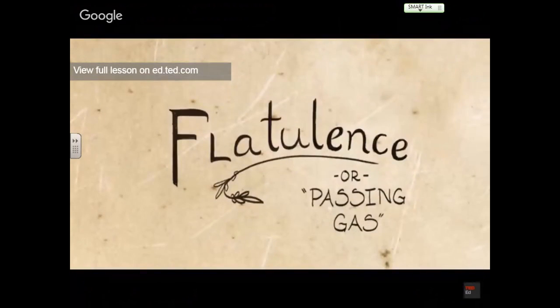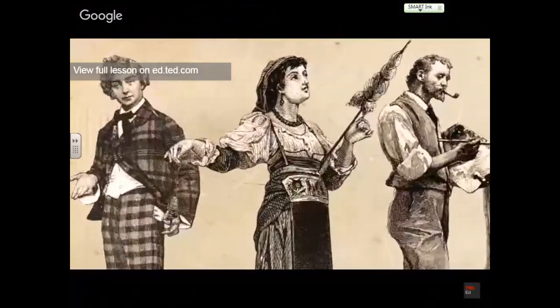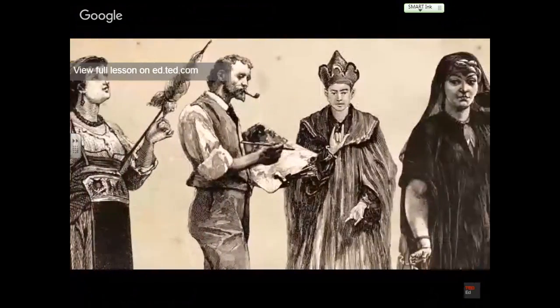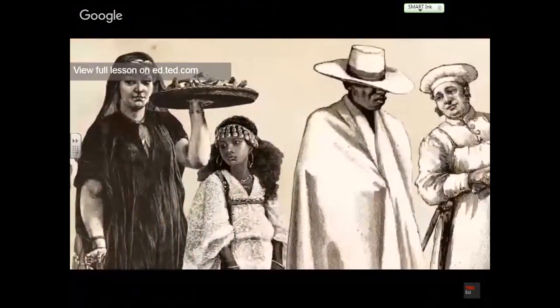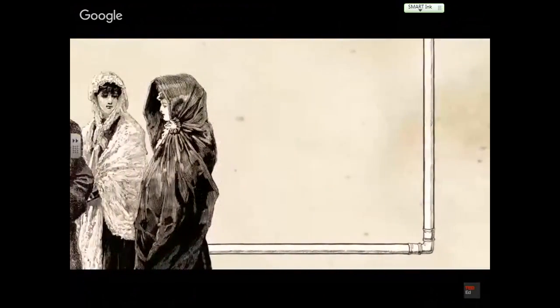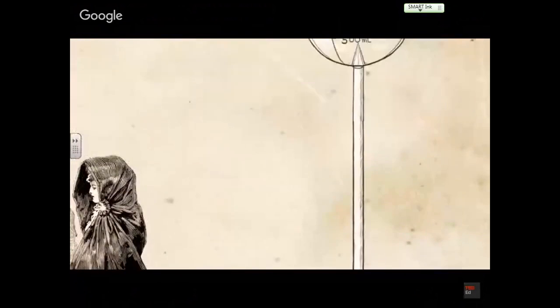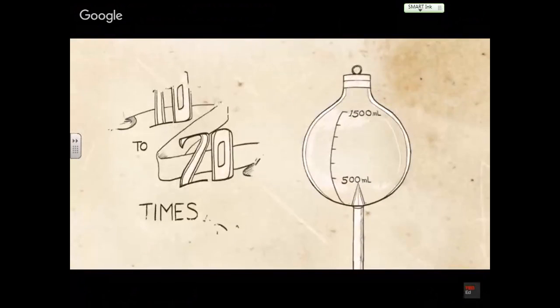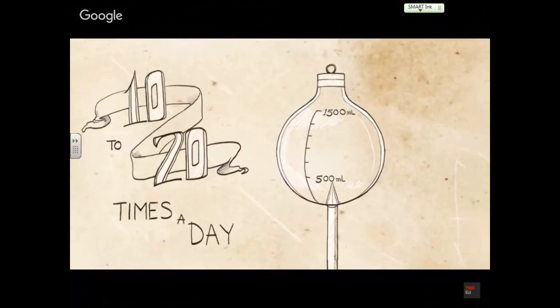Flatulence, or passing gas, is a normal daily phenomenon. Most individuals, yes, that includes you, will make anywhere from 500 to 1,500 milliliters of gas and can pass gas 10 to 20 times a day. But where does this bodily gas come from?